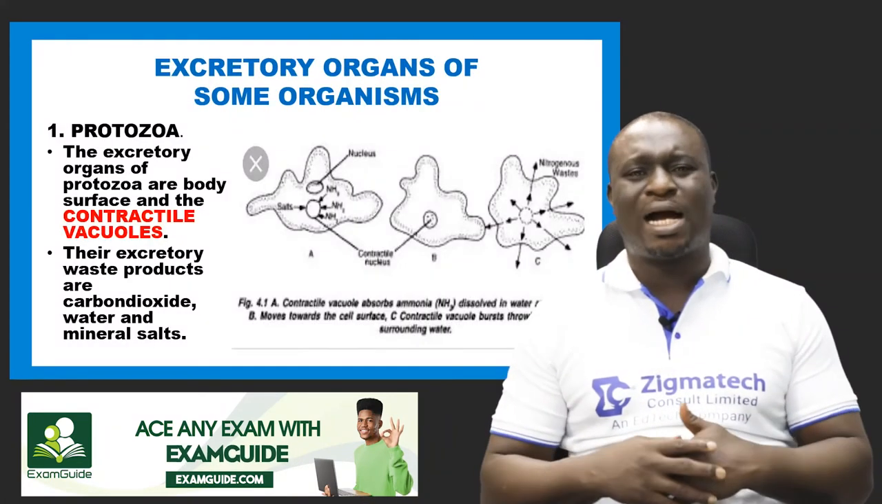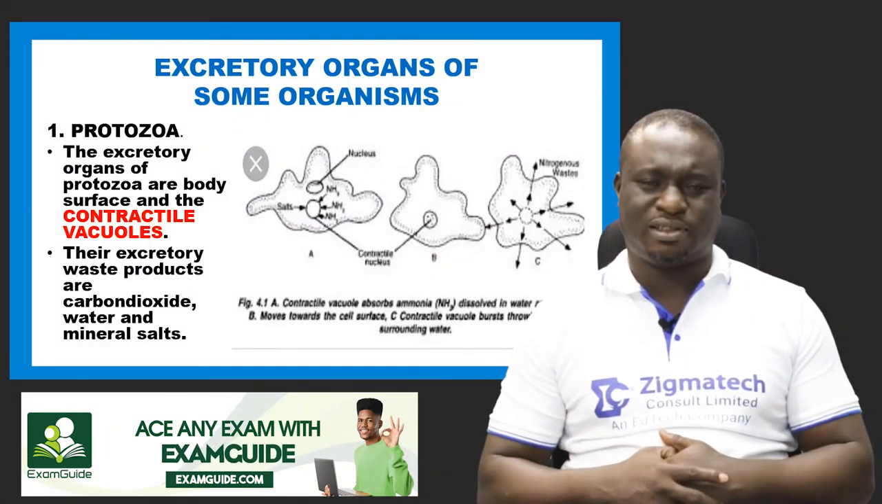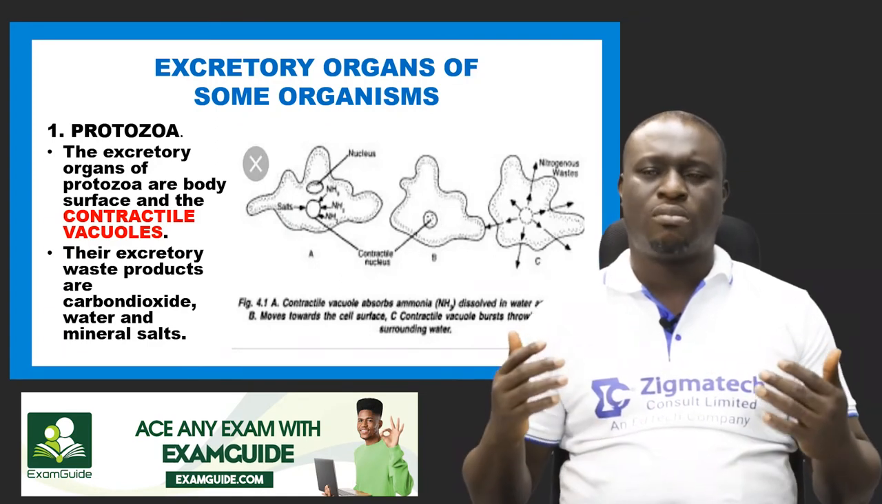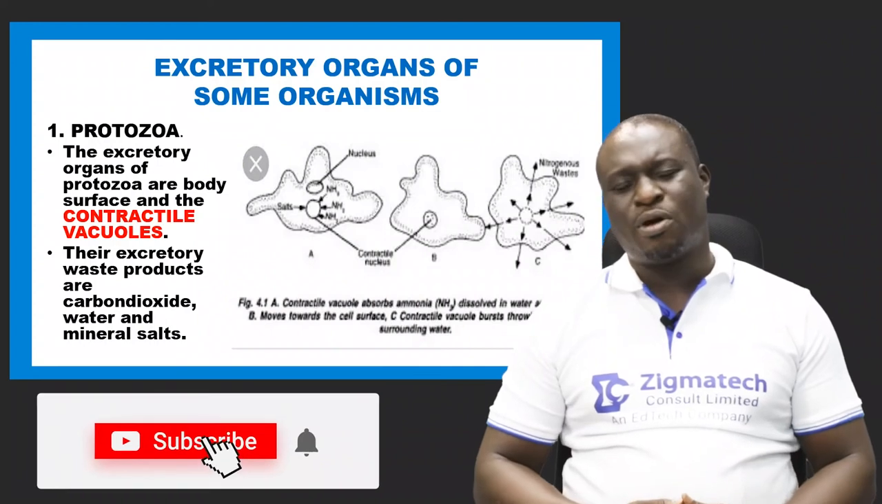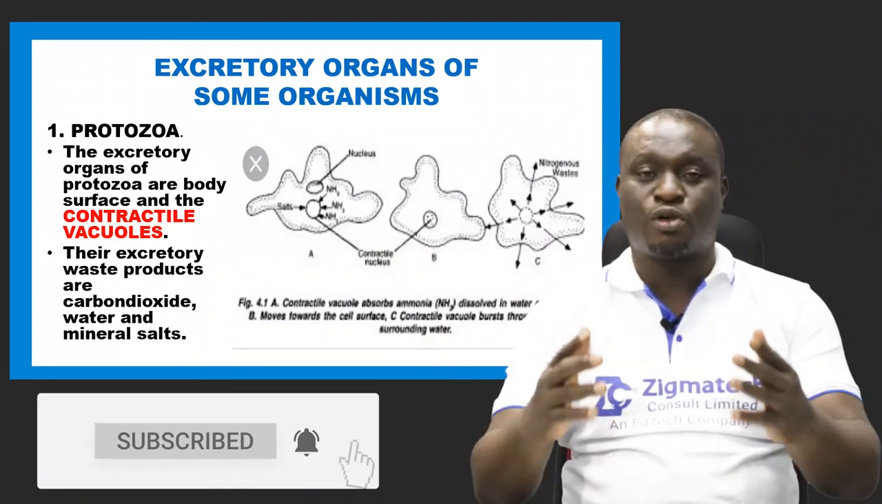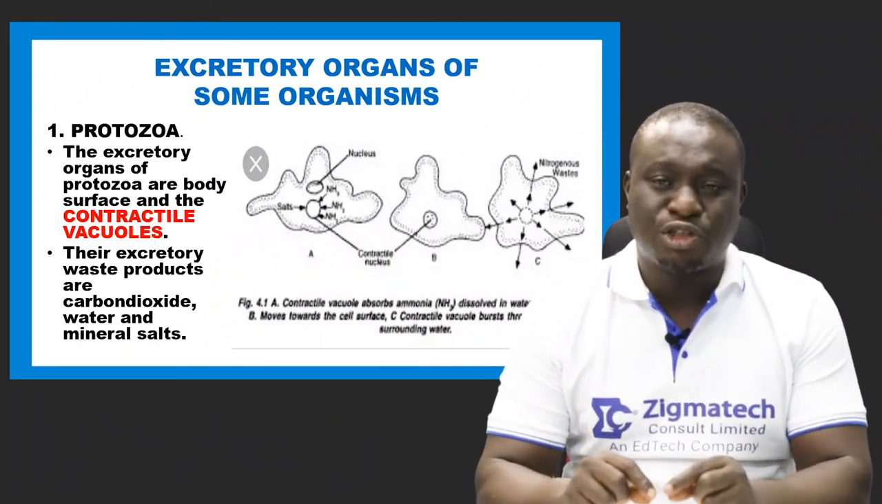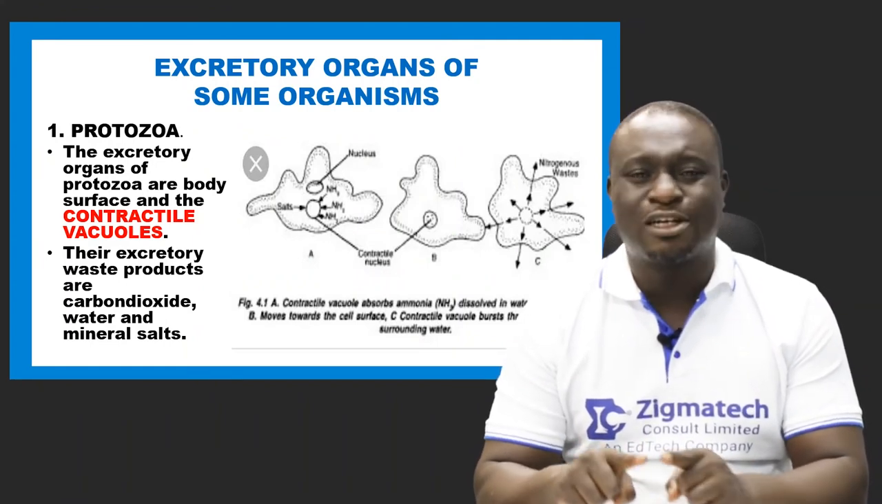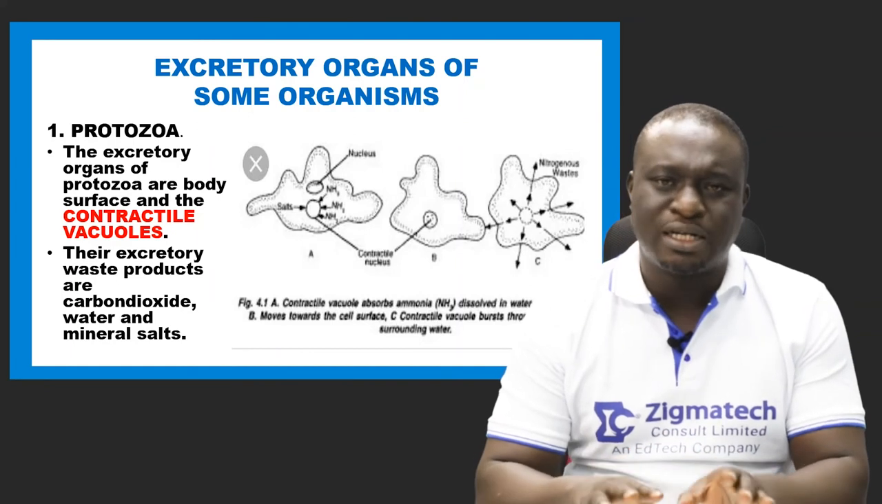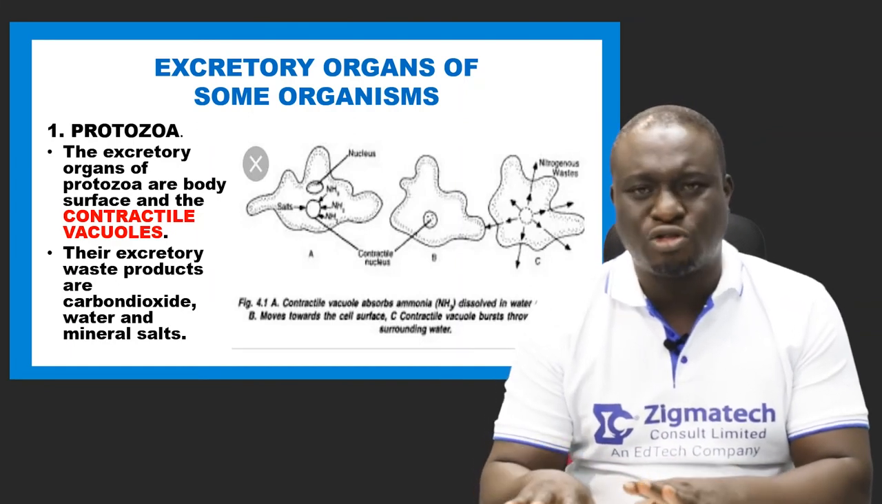Now, let's look at excretory organs of some organisms. We're going to start with the first one, the protozoa. The excretory organs of the protozoa are the body surface and contractile vacuoles.